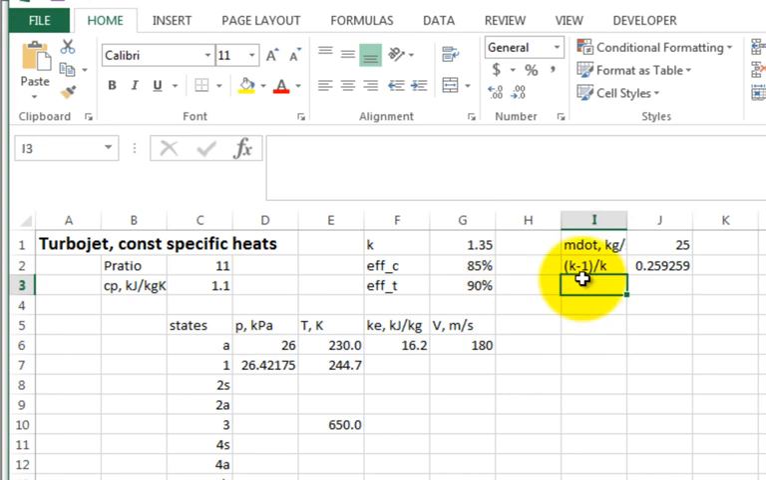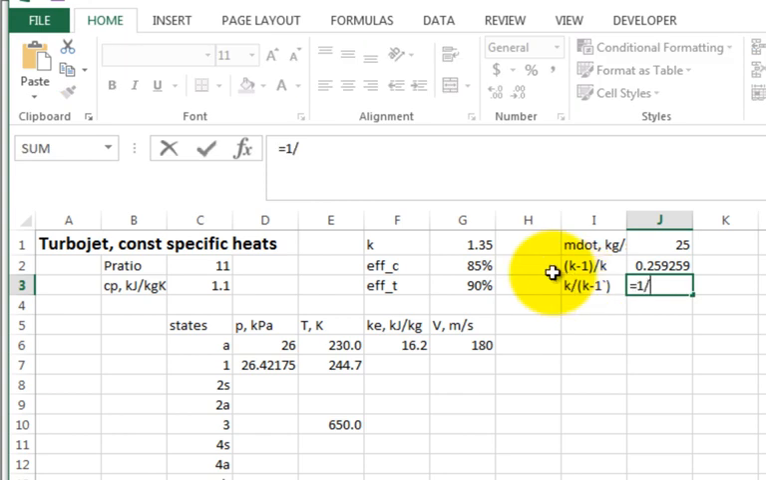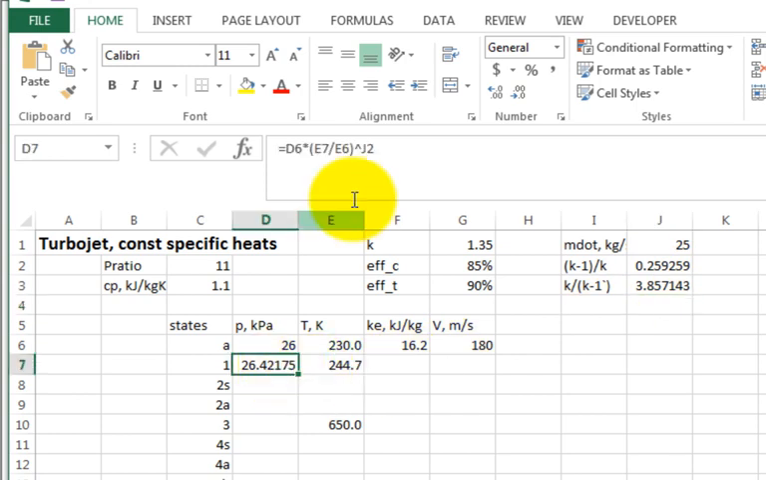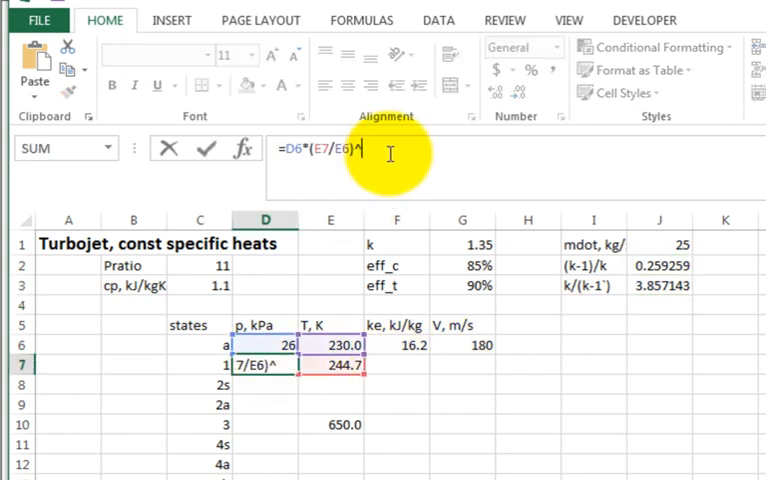And then actually right now I don't need that one. I need the reciprocal of that, don't I? K divided by K minus 1. So that's equal to 1 over this value. I'll just put those there so I can do it. So when I come over here to this exponent, I'm putting it on the ratio of temperatures, and it's not the first but the second one, isn't it?